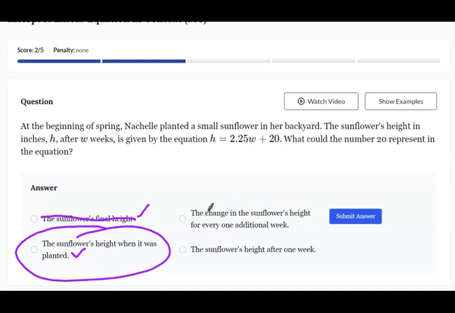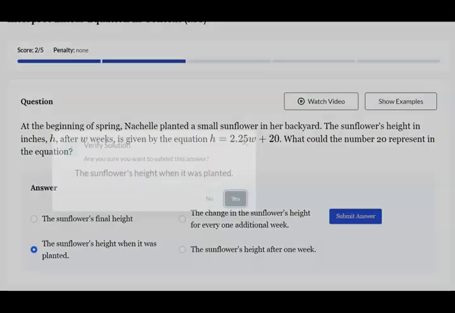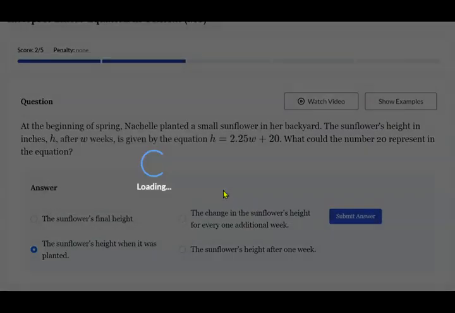The change in the, no, change is a rate of change. The sunflower's height after 1 week? No, because it's the initial height. So this one is the winner here, and that's what we'll select. All right, let's go back and take a look at the third topic.